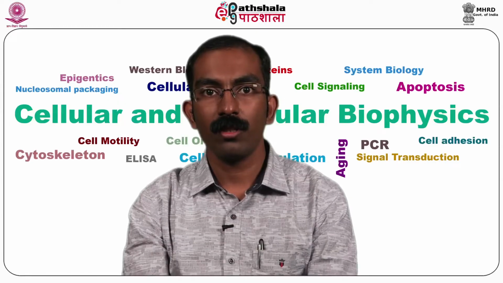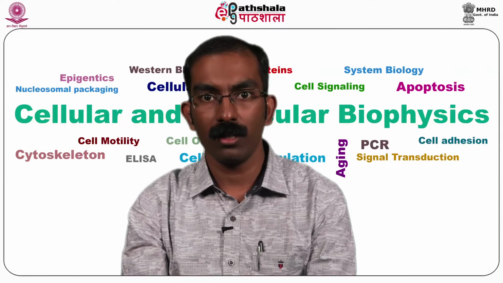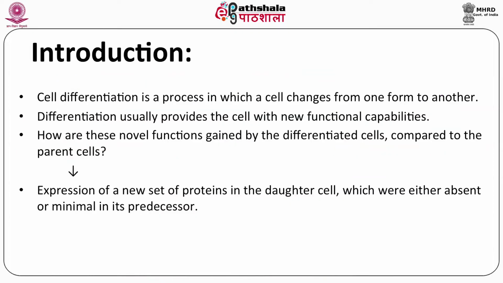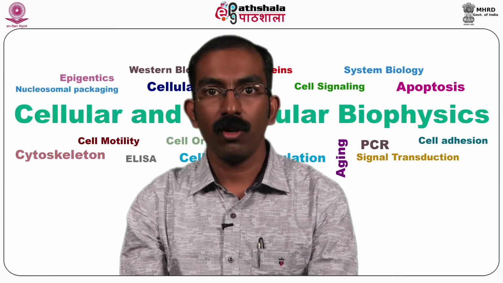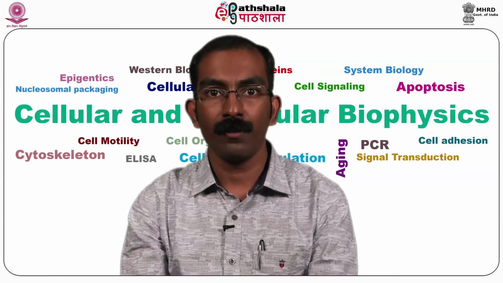Cell differentiation is a process in which a cell changes from one form to another. Differentiation usually provides the cell with new functional capabilities. How are these novel functions bestowed upon the differentiated cells compared to the parent cells? This is because of the expression of a new set of proteins in the daughter cell which were either absent or minimal in its predecessor.